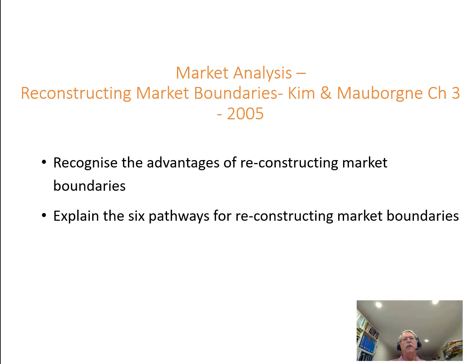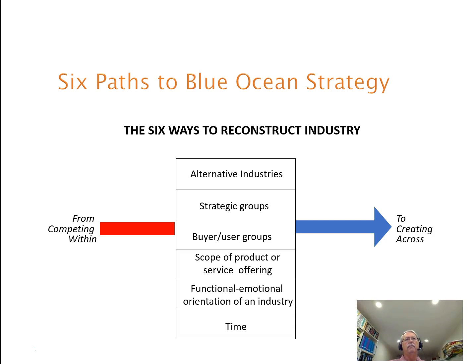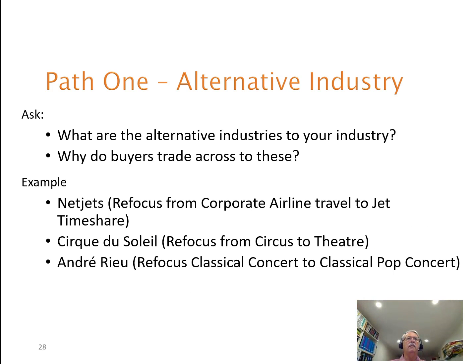Developing a SWOT using the DECIDE model is not the only way you can approach things. For example, Kim and Mauborgne wrote their famous book on blue ocean strategy. In chapter 3, they looked at reconstructing market boundaries, and there are six pathways for doing so. For example, you could look at alternative industries, strategic groups, create new buyer or user groups, change the product offering, or change the functional and/or emotional orientation of an industry. And there are some examples covering each of the pathways.